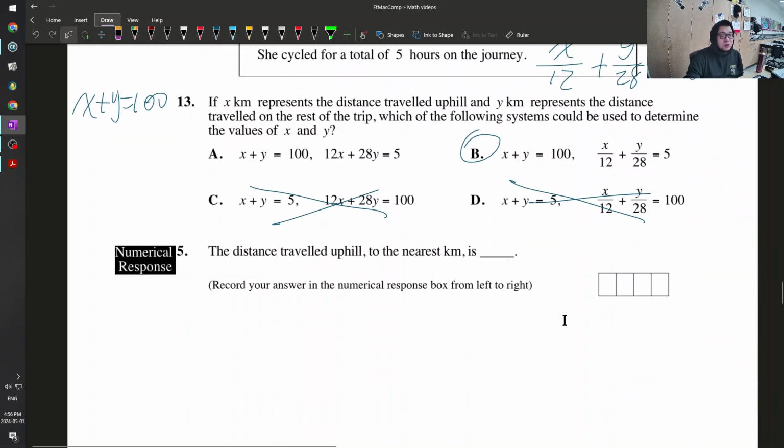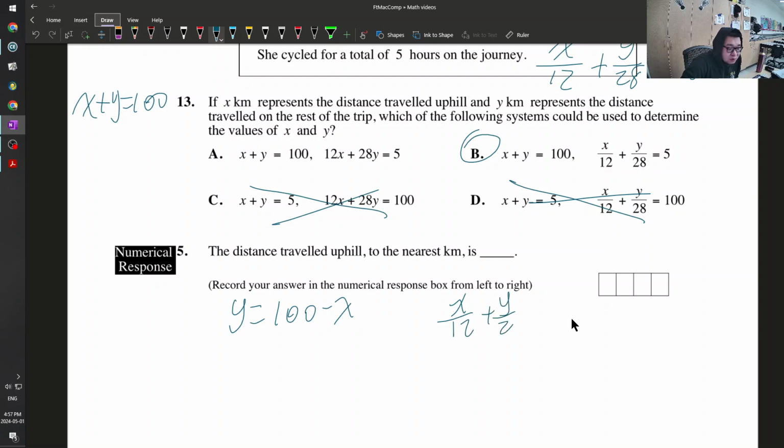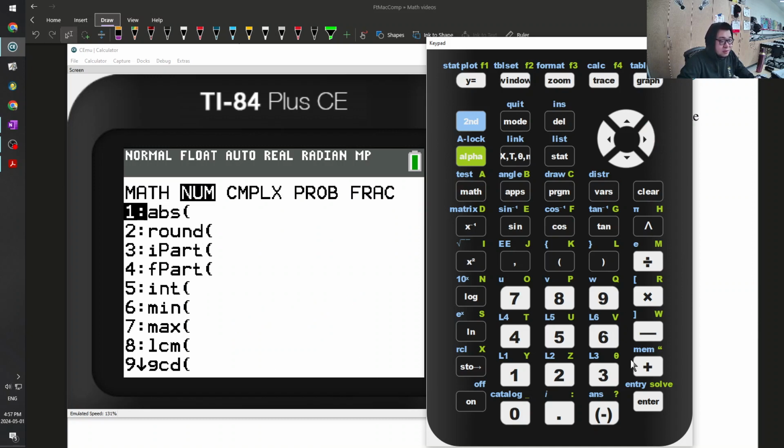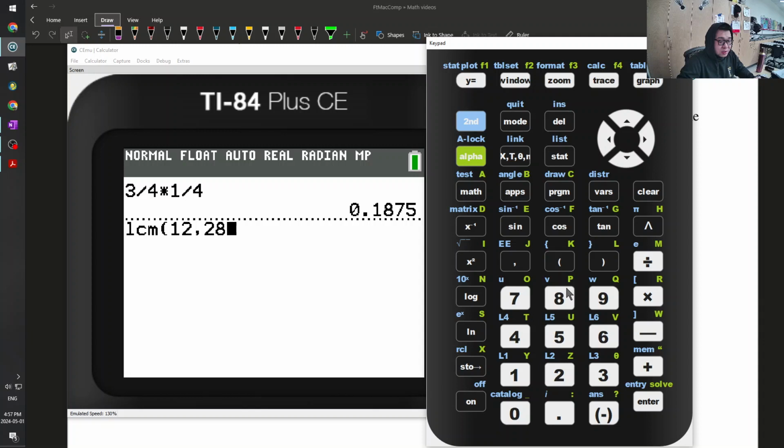Okay, what is the distance traveled uphill? So we want to find x, so let's isolate for y first. So y is equal to, I'm using this equation right here, 100 minus x. Plug it into this form. Well, I don't really like this form, right? We have x over 12 plus y over 28 is equal to 5. So let's multiply this on both sides by something. What is the least common multiple of 12 and 28? Because I just don't like fractions, it is 84.